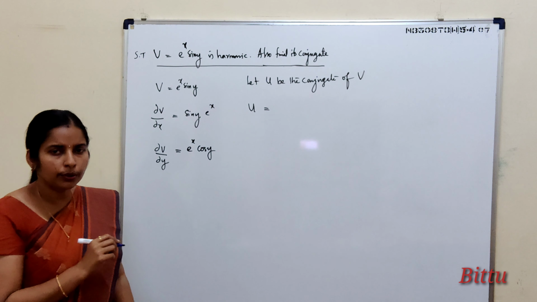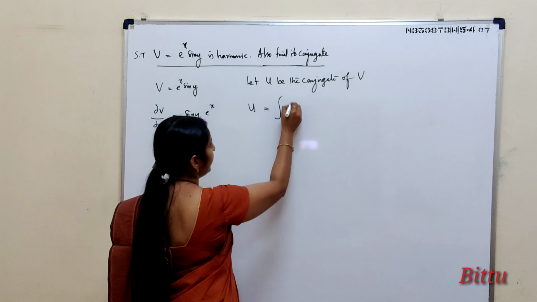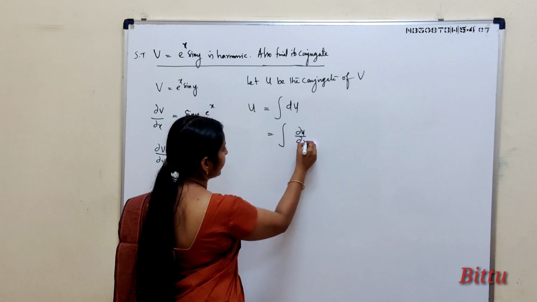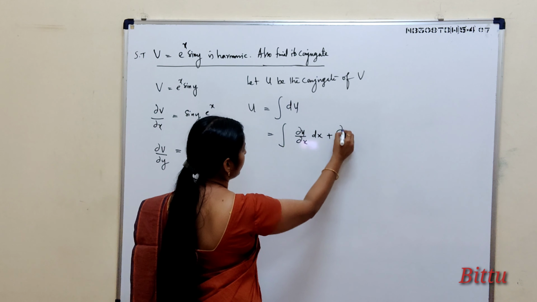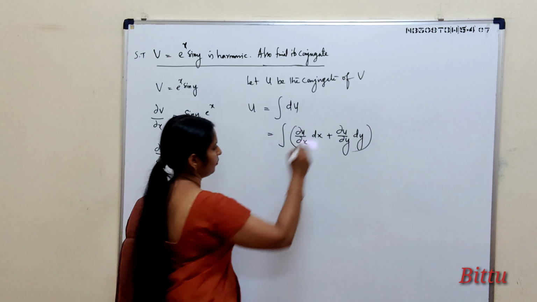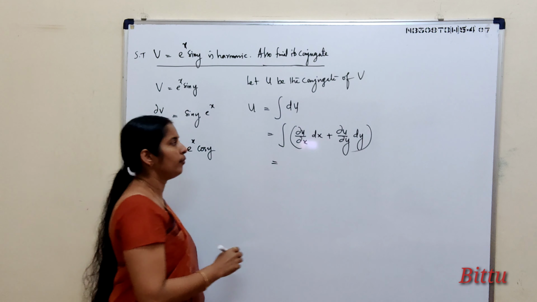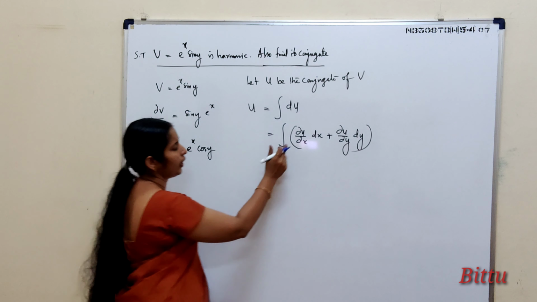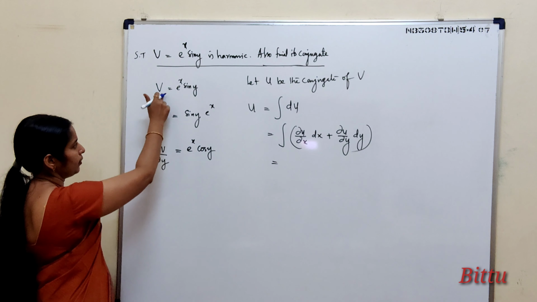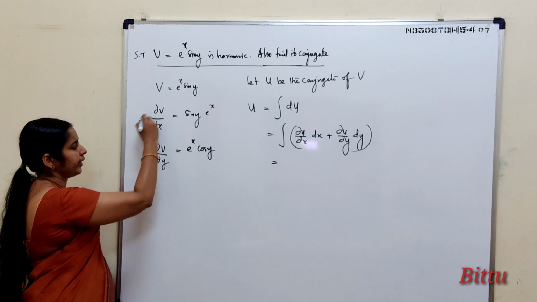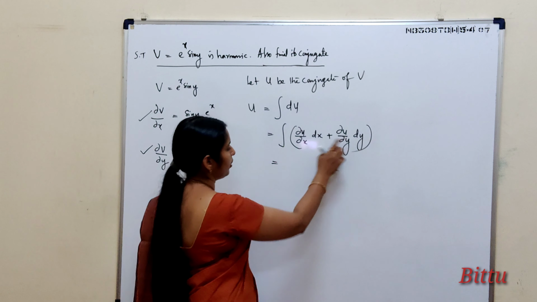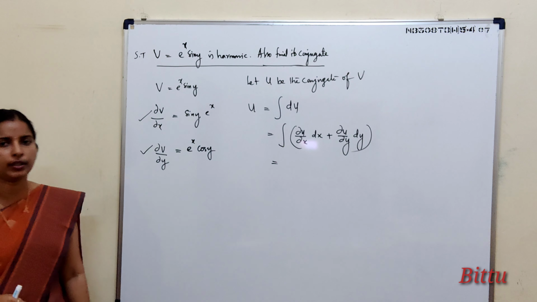What is u? u is integral du. What is du? It is ∂u/∂x into dx plus ∂u/∂y into dy. You have to learn this equation by heart. See, we are finding u, so we can't write ∂u/∂x and ∂u/∂y. But we know v, so we know ∂v/∂x and ∂v/∂y.